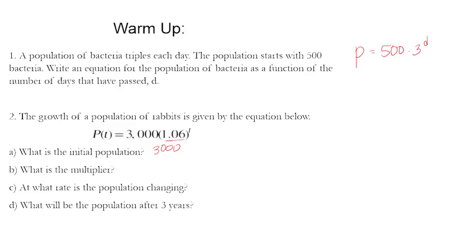What is the multiplier? What am I multiplying by every time? 1.06. At what rate is the population changing? That's a great question. It's 1.06, but really it's 0.06 that it's changing by, because the 1 is just the current population. And what will be the population after 3 years? Well, we could plug that into our calculators: 3,000 times 1.06 raised to the third power. You can just go ahead and plug that into your calculator.